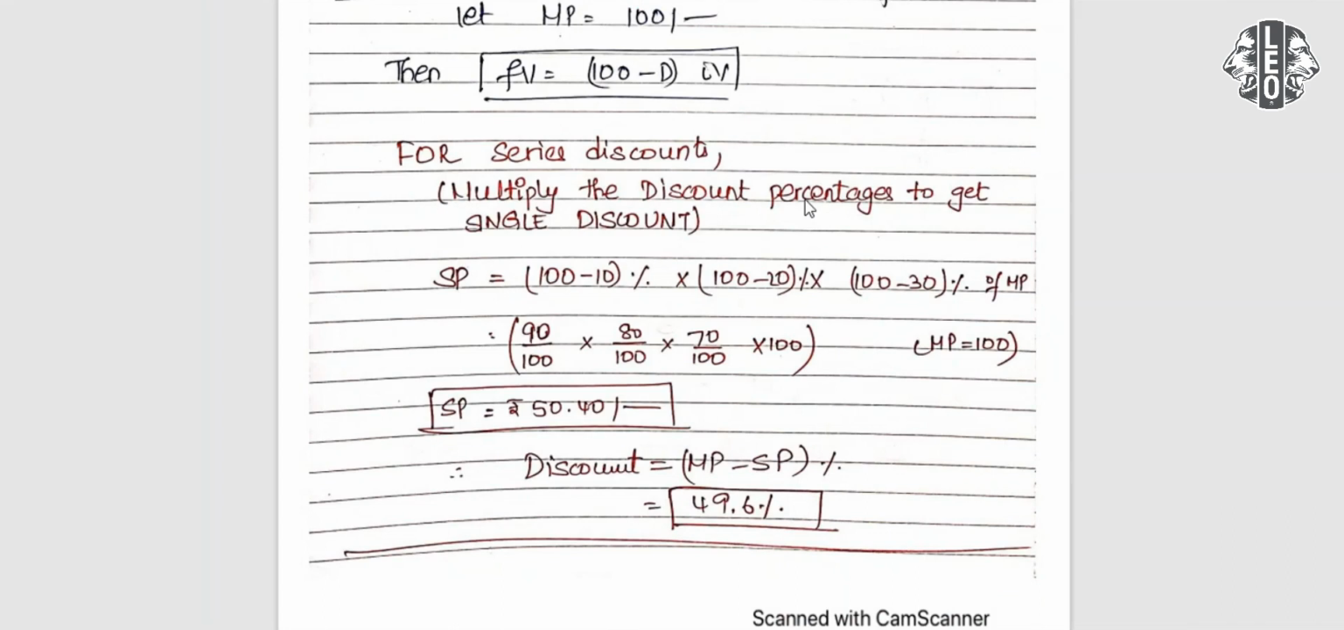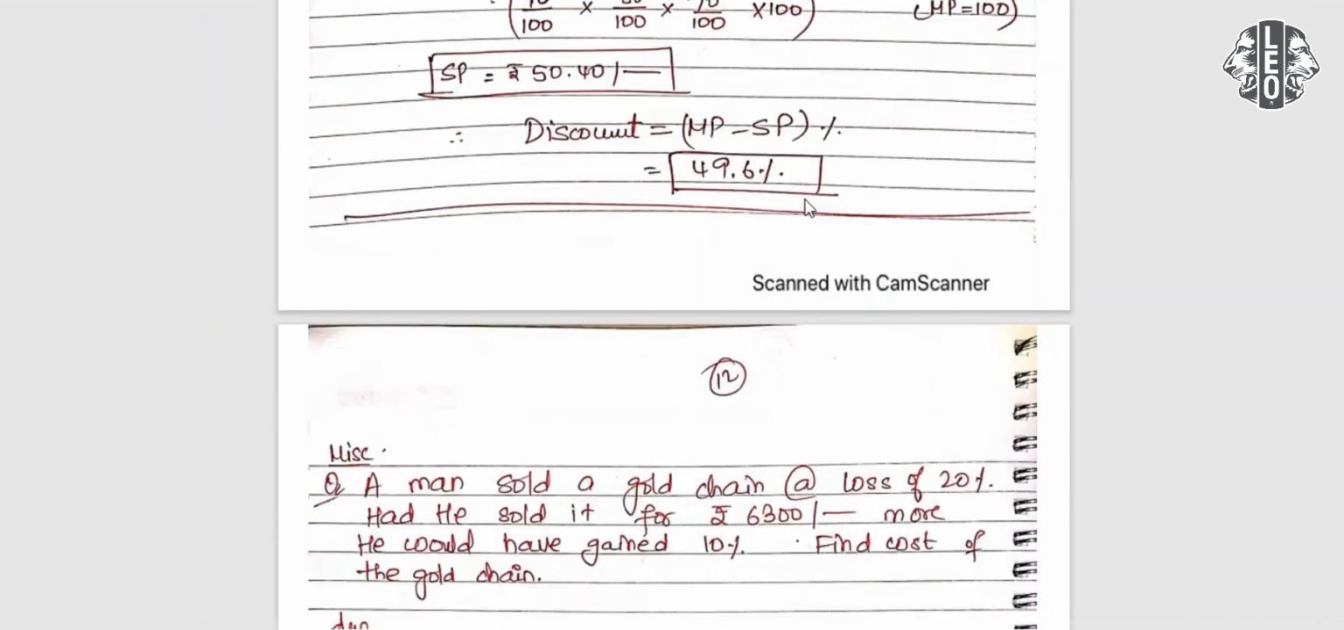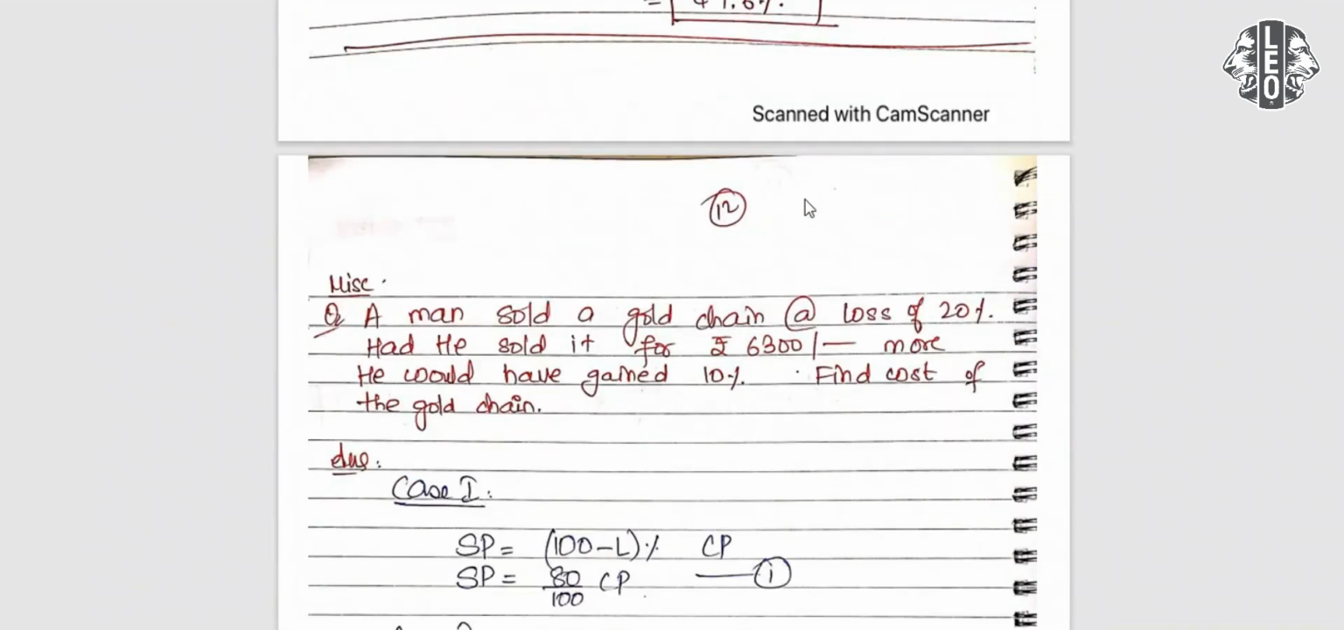49.6%. Percent means per 100. That's it. Anyway, let us solve one miscellaneous question over here. This is a very interesting question that has also been taken from a very important question paper.